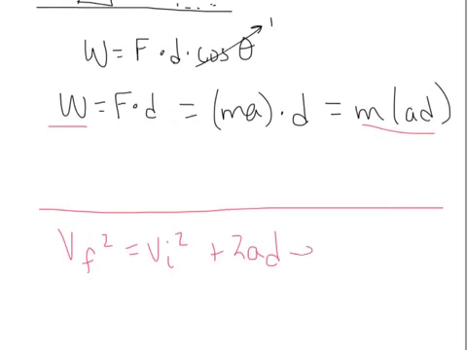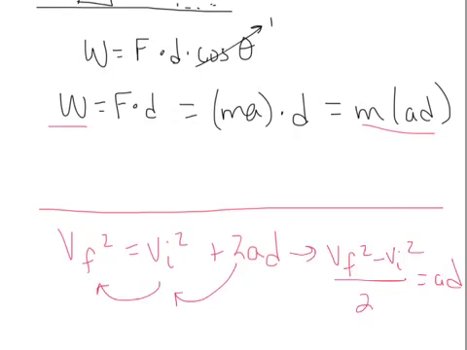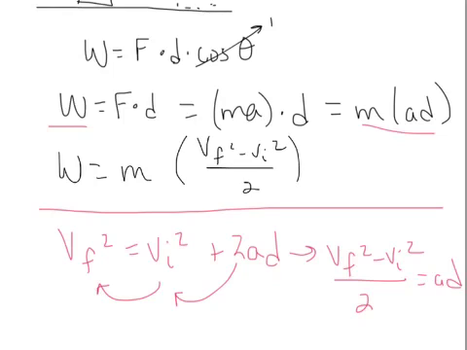So let's solve this for a d. We're going to have v_f squared minus v_i squared, all over 2. And that's what a d is equal to. Again, we move the v_i squared over by subtracting, and then we divide by 2. So let's take this quantity, v_f squared minus v_i squared all over 2, and plug it in for a d. So we end up getting work equals still m, but instead of a d, we have v_f squared minus v_i squared all over 2.